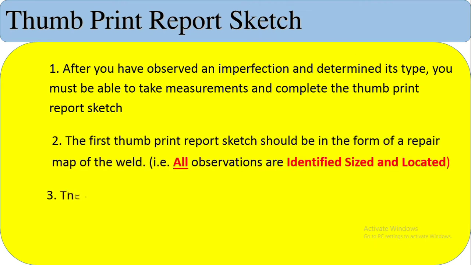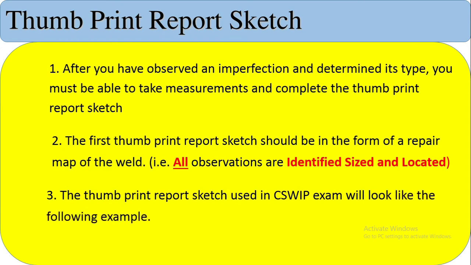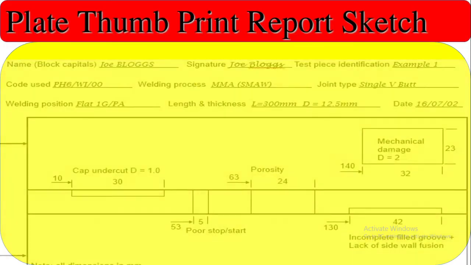Second, the thumbprint report sketch should be in the form of a repair map of the weld. So there is a repair map of the weld. All observations are identified, sized and located. So for all observations you have to identify the size and where it is located. The thumbprint report sketch used in the CCV exam will look like the following example. You see here how the thumbprint report sketch looks.